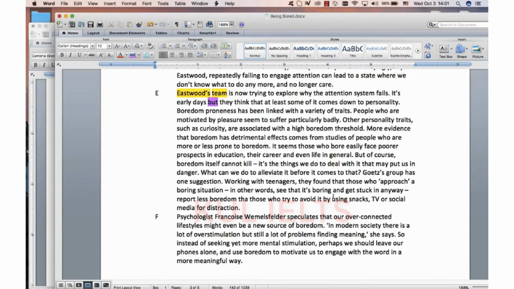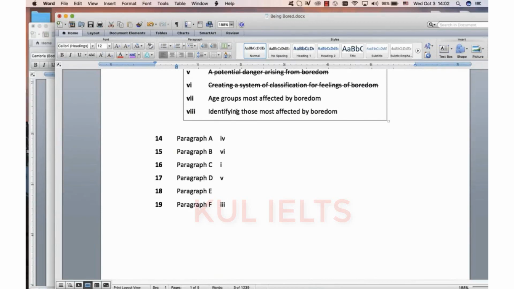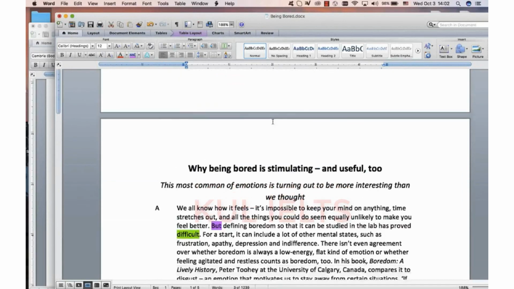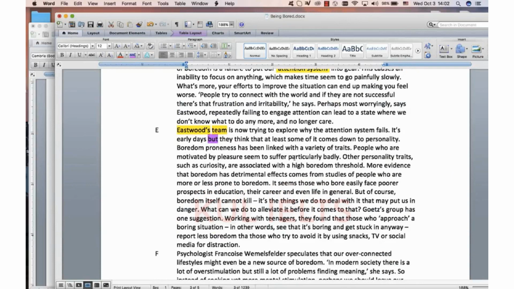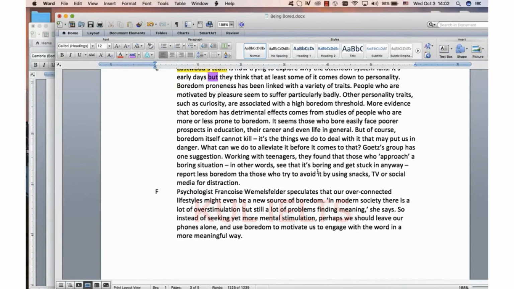Remember our summary helped us with this a little bit. We're talking about personality traits, people who are this, and other personality traits, characteristics. So this is types of people, and that ties in well with what we're looking for over here. Most affected by boredom, those most affected by boredom. Is it those, or is it age groups? I remember we saw in our summary, we had those twice over here, so that might help us. We're talking about those who like pleasure, those who like. It's the types of people who are affected by boredom negatively.